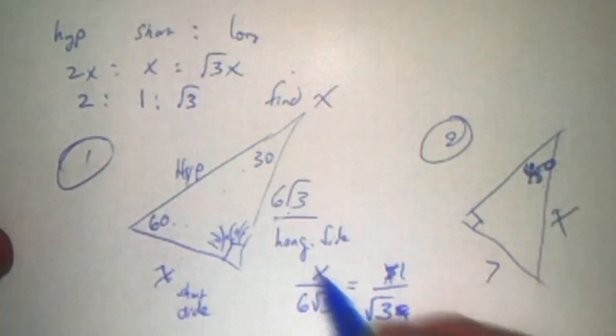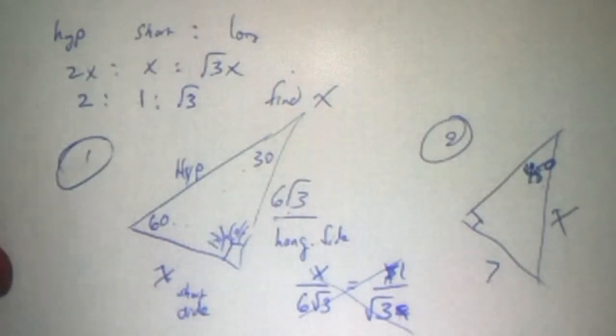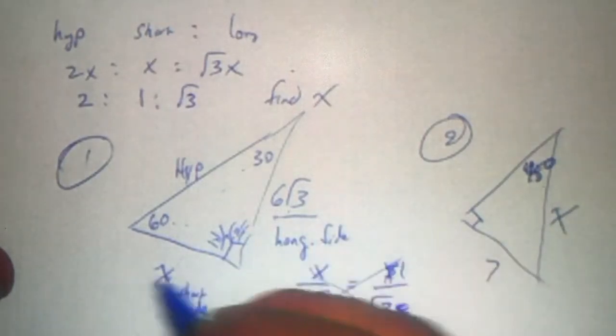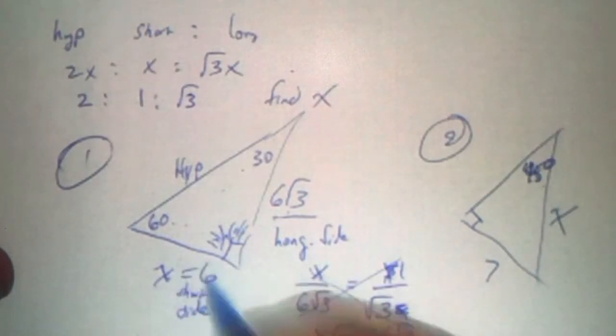So now we can use our cross multiplication knowledge. This is x root 3 equals 6 root 3. We're solving for x. We divide by root 3. We get 6 as our answer. x equals 6.